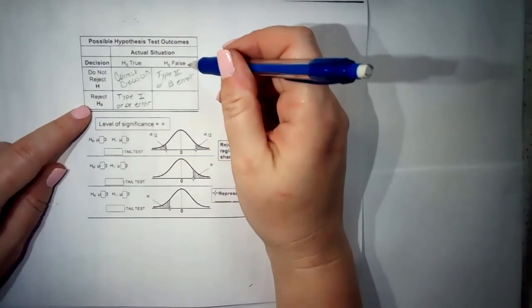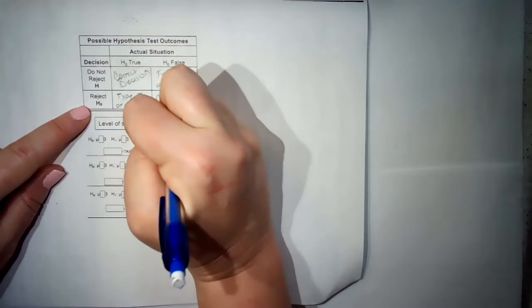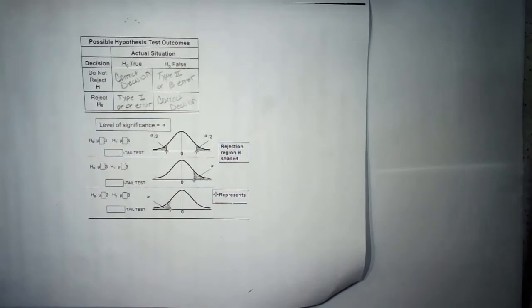What if your null is false and you do reject it? Well, that would be correct. So these are your four scenarios that you could come up with in this case.